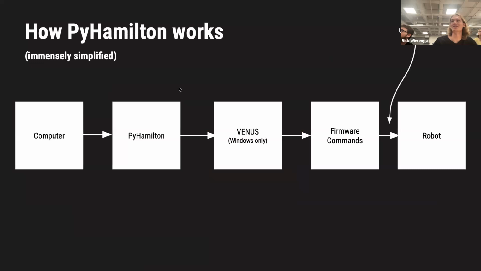To understand how this works, we have to dive a little bit into how PyHamilton works. Keep in mind that this is immensely simplified and just represents the very, very big picture. There are many more steps in the actual PyHamilton. So to start on the left here, the computer or the user is what would talk to PyHamilton via the Python API that it exposes. And then PyHamilton in turn is going to talk to the Venus program, which unfortunately only runs on Windows. The Venus program then builds firmware commands, which it then sends to the robot over a USB cable.